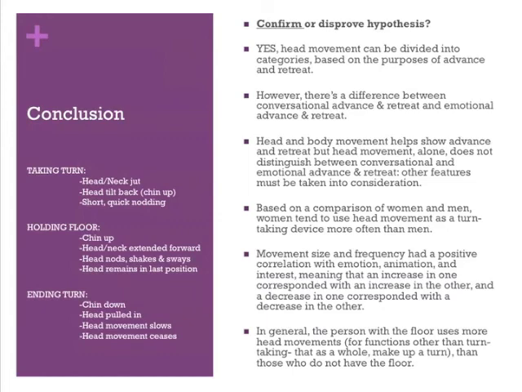Based on a comparison of women and men, women tend to use the head movement as a turn-taking device more often than men in this study. Movement size and frequency had a positive correlation with emotion, animation, and interest, meaning that an increase in one corresponded with an increase in the other, and a decrease in one corresponded with a decrease in the other. In general, the person with the floor uses more head movements, although it may be for functions other than turn-taking, but as a whole they make up a turn, than those who do not have the floor.